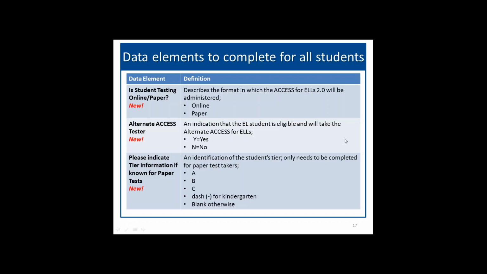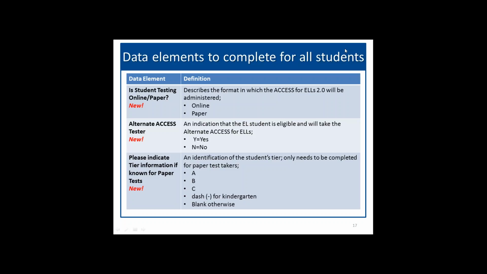And then finally, an identification of the student's tier. This only needs to be completed for paper test takers. This is the same as in past years. There are tiers A, B, and C, a dash for kindergartners and blank otherwise. And there's guidance on the WIDA website that shows how to identify what tier a student is.